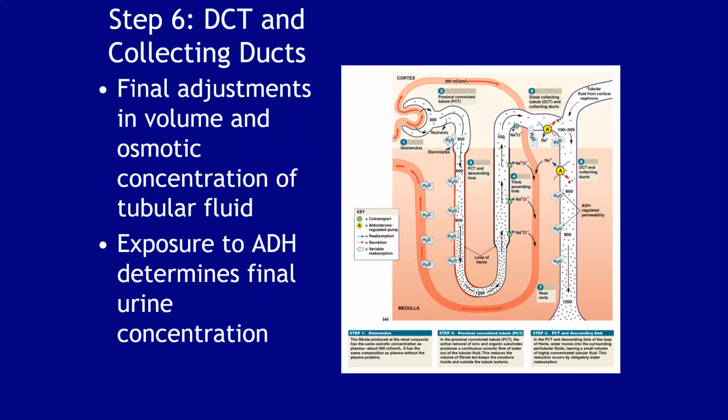When we get to step 6, where we have the distal convoluted tubule and the collecting ducts, this is the later portion, you can see that final adjustments are being made. We have antidiuretic hormone that is regulating the permeability where we could possibly be losing water, and it's making those final adjustments. And it's the ADH that's going to determine what the final urine concentration is.